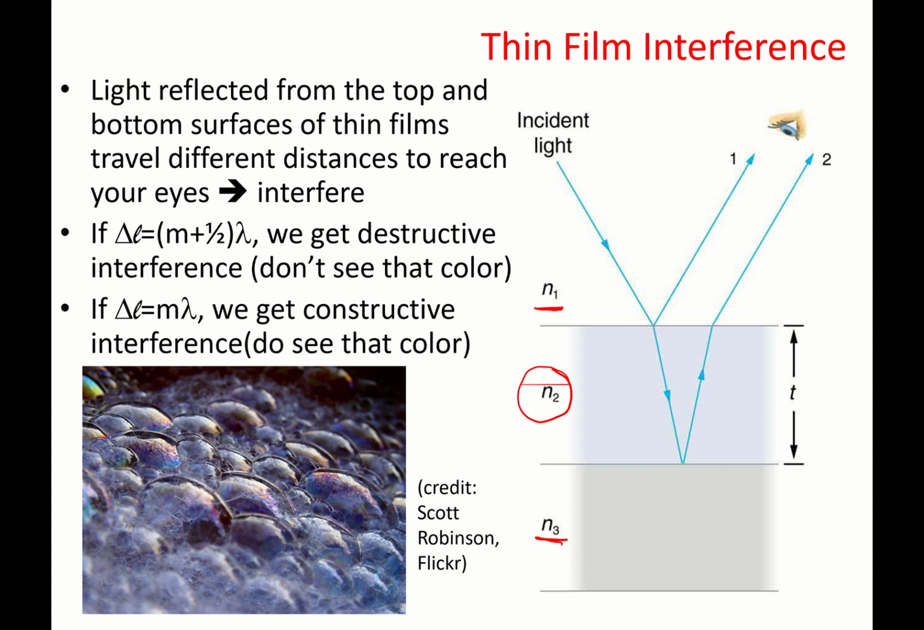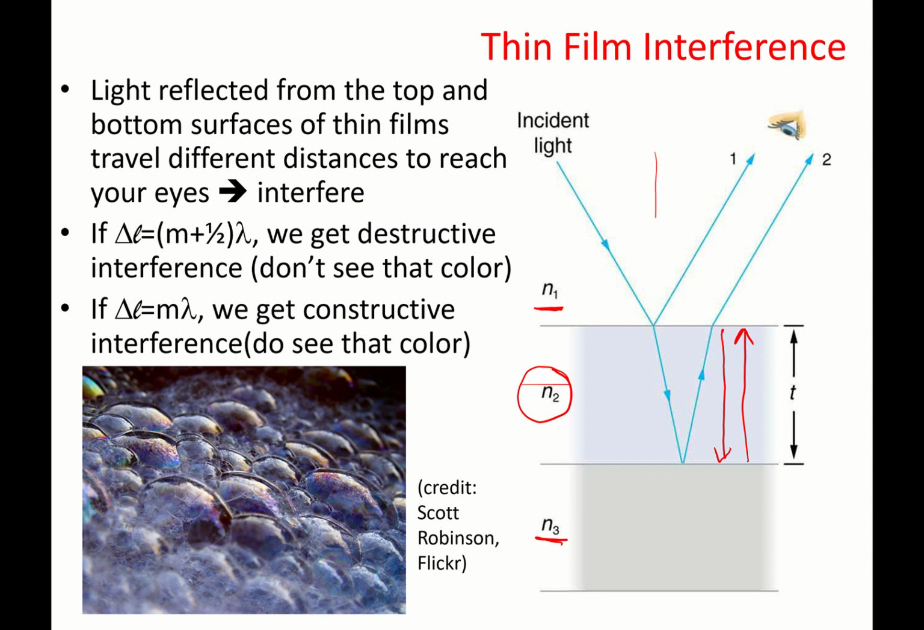When those two light rays hit our eye, the ray that reflects off the bottom has traveled a further distance than the light that travels at the top. For this course, we're going to make the assumption that the light is just traveling straight up and down, and so we're going to say that the extra distance that light ray 2 travels is just 2 times the thickness. It goes down and back up again.